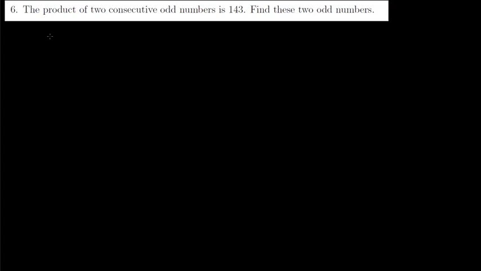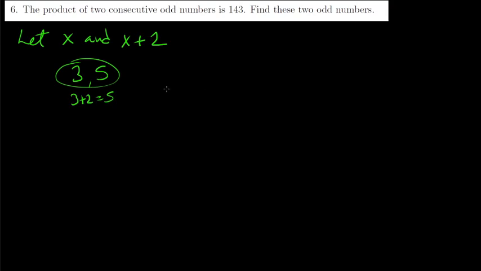Okay, so these are just those number puzzles. Two consecutive odd numbers. Let x be the first one, and then for the next one, because it's an odd number, you have to add 2. Same if it were even. 3 and 5 are odd, and 3 plus 2 is 5. These are consecutive odd numbers. However, when you multiply them, the product is not 143, it's only 15, so that was a bad guess. But that's just to illustrate why you need x and x plus 2 rather than x and x plus 1.